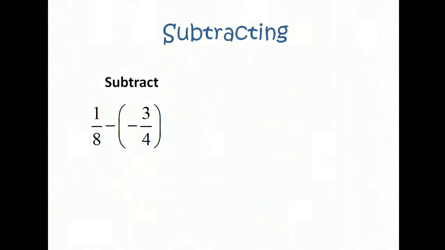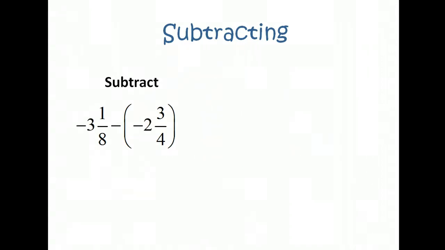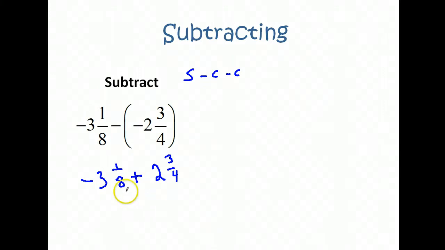All right, let's try one more. Right now we have mixed fractions. Keep doing same, change, change for subtraction. So keep the first fraction, negative 3 and 1/8. Change subtraction to addition. Change this number to its opposite, so it's positive 2 and 3/4. Right now, adding. I'm adding a positive and a negative. I do not have like signs, so I know that this is going to be a subtraction problem. Bigger number on top, minus 2 and 3/4.